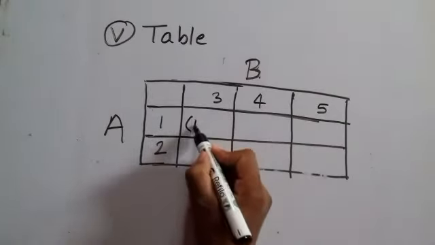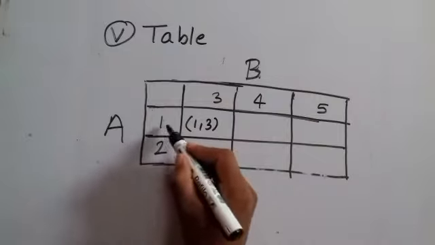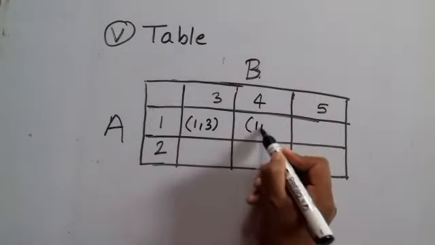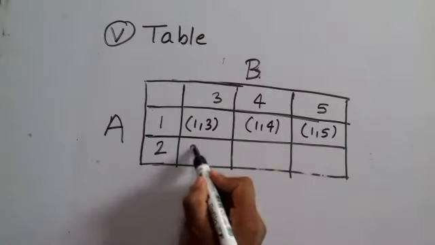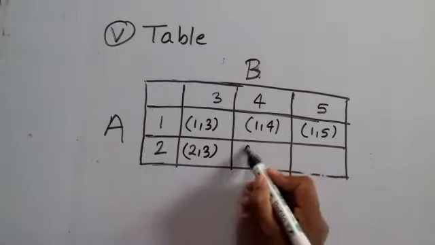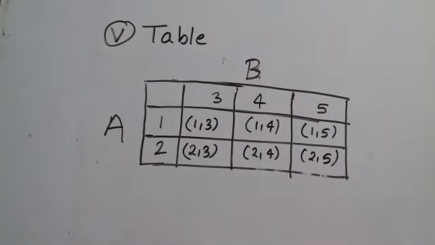Then here we write 1, 3. First we have to write the element of first set A. Then here 1, 4, 1, 5, here 2, 3, 2, 4, 2, 5. In this way we have completed the final method of representation of Cartesian product A and B. This is Cartesian product of A and B.